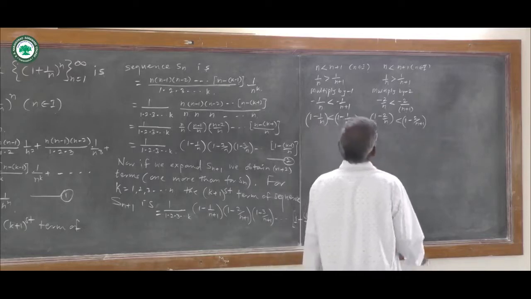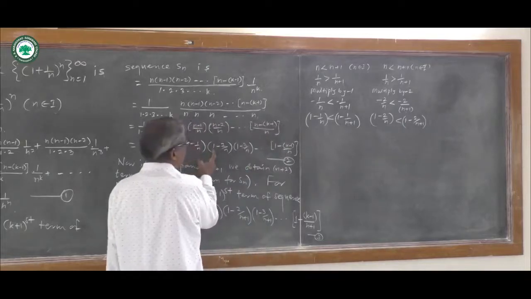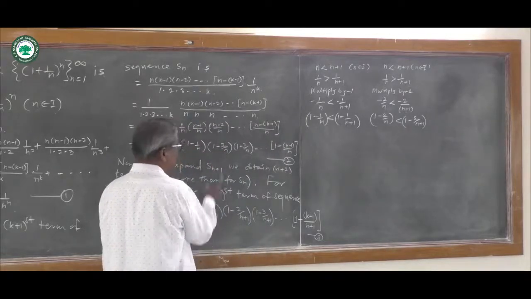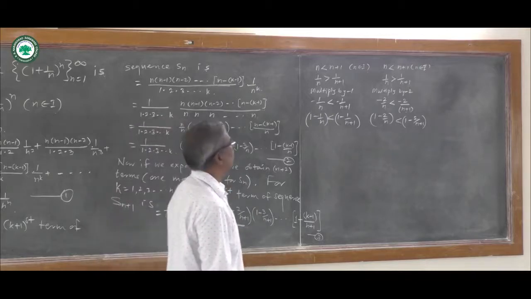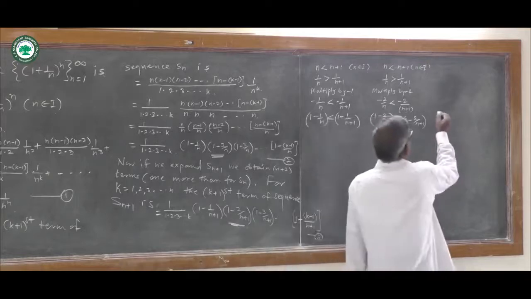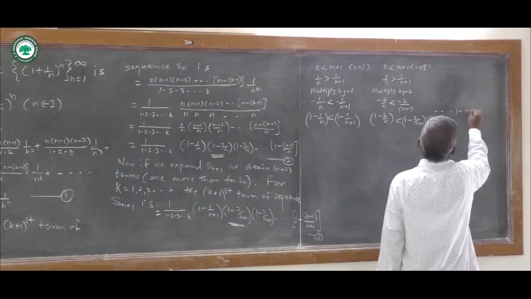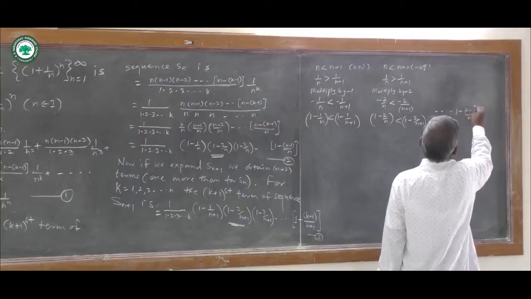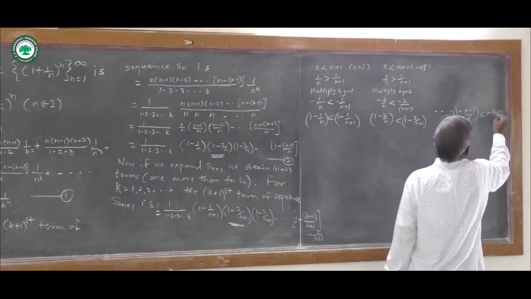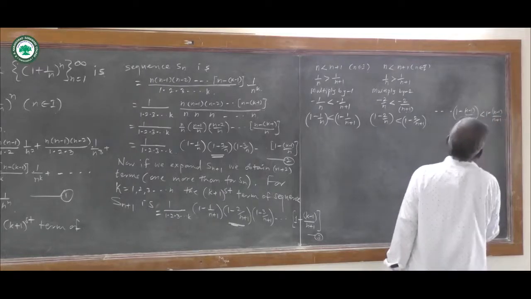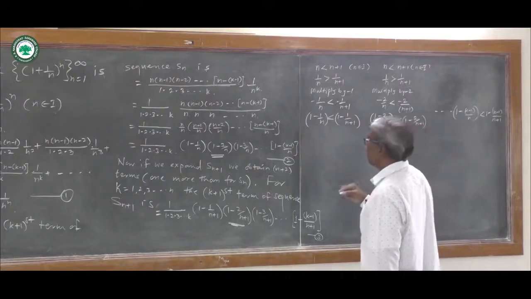And so on. This means that this term, the second bracket, 1 minus 2 by n, is less than 1 minus 2 by n plus 1. And so on, we write 1 minus k minus 1 by n is also less than 1 minus k minus 1 upon n plus 1. This is true for every n belongs to I.